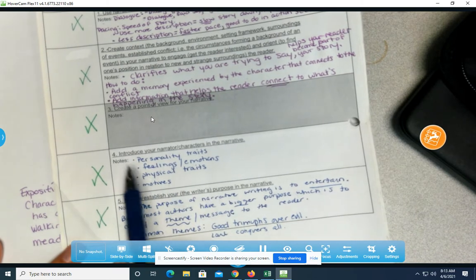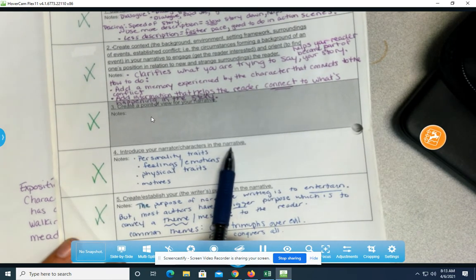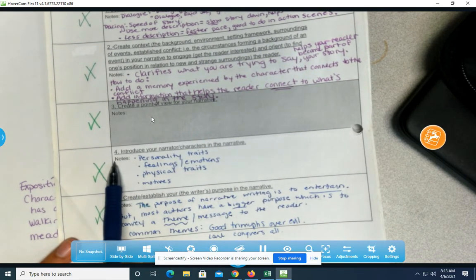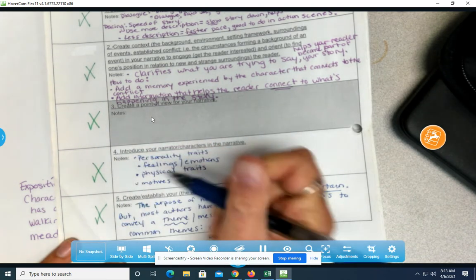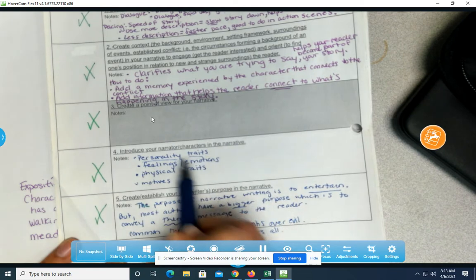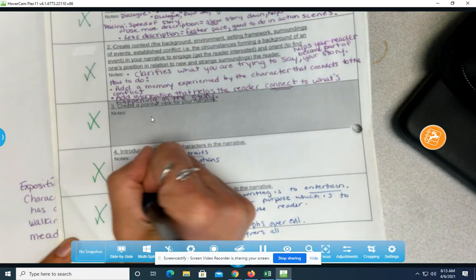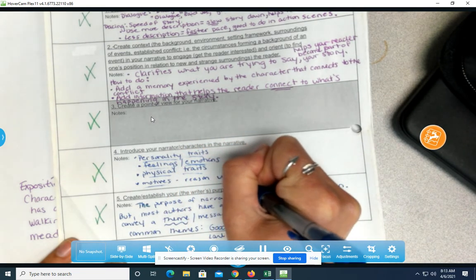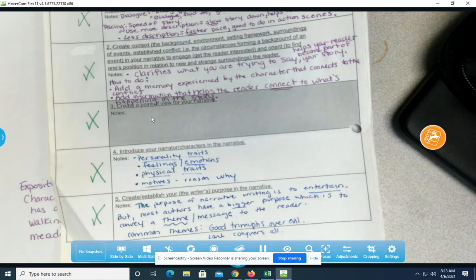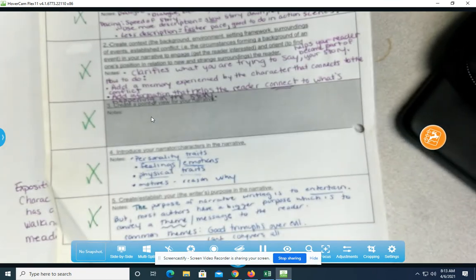Final two areas I want to talk about is when you introduce your characters in your narrative. Learning target content number 4. We want to introduce our characters by 4 different features. We talk about their personality traits. We talk about their feelings and emotions, their physical traits, and then their motives. Remember, motive is the reason why a character acts the way they do. The reasoning why they're choosing to act the way they do.